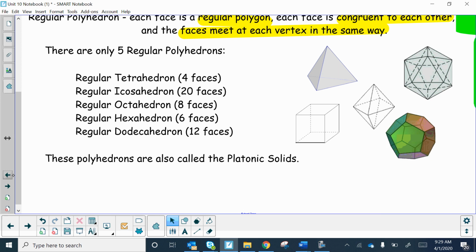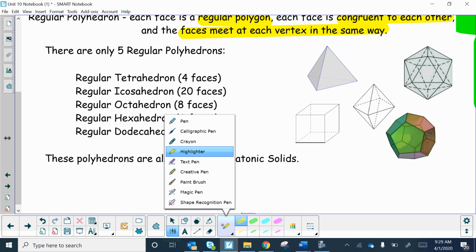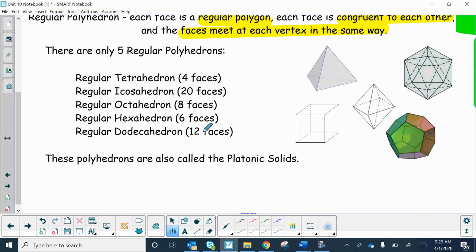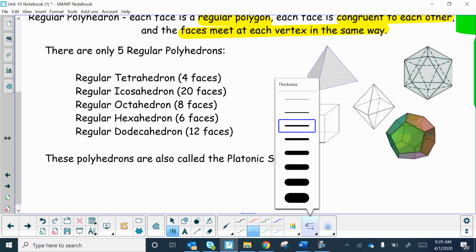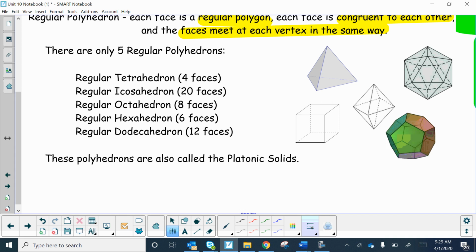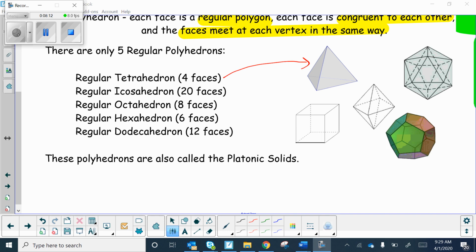Okay, the first one is a regular tetrahedron. So I don't know if you remember in the classroom, all the kites hanging from the ceiling, those were tetrahedron kites. And so that would be that right there. That's a tetrahedron. The next one is an icosahedron. That one has 20 faces. Okay, so the icosahedron is the largest one.